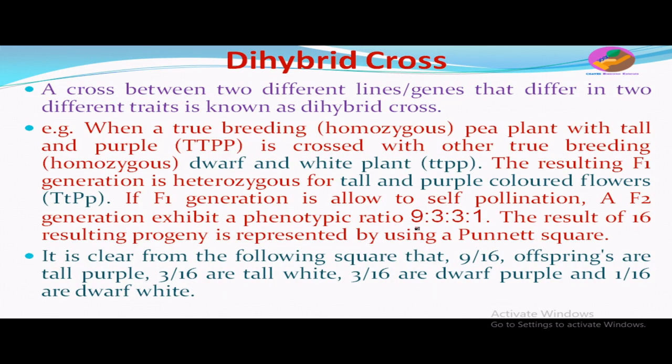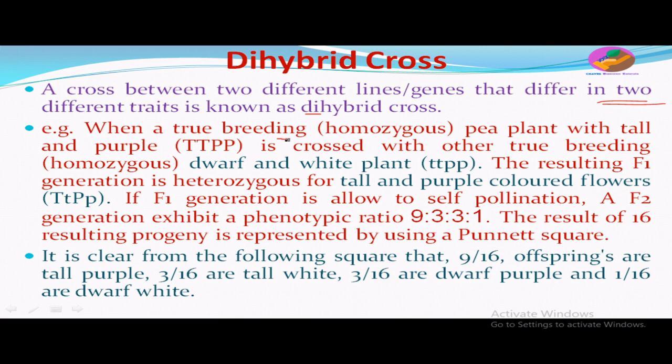Now we will proceed towards the dihybrid cross, a cross between two different lines, or parents, that differ in two different traits. In a monohybrid cross, we discussed that only one trait is considered, but here two traits are considered, so it is called a dihybrid cross. We can get an idea from this example.